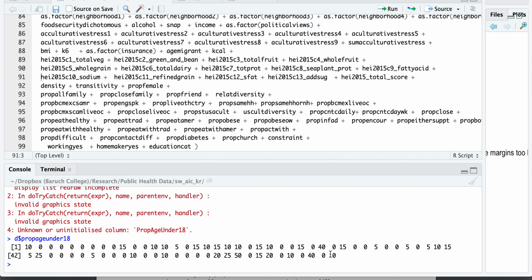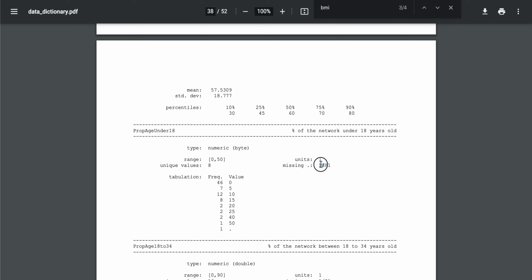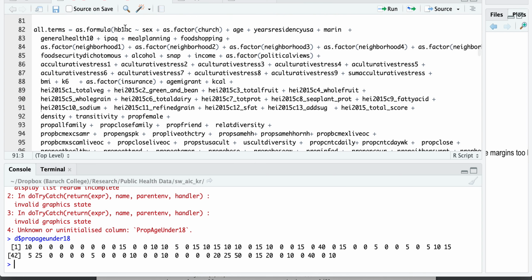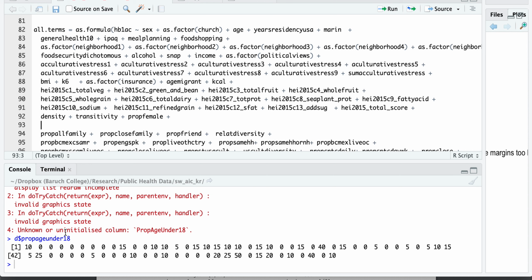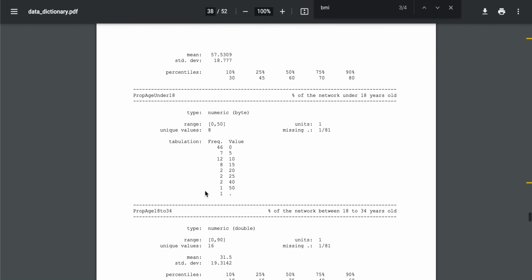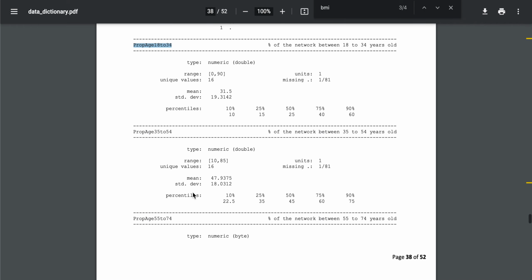Okay, so nothing is missing, which means that the one missing one is one of the 10 that are also missing the B1AC. So we use it actually. Let's use it. So we use prop age under 18. These are all numerical ones actually.